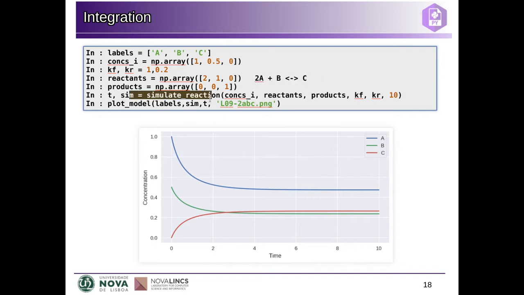And then we are going to simulate using these initial concentrations. So we start with 1 of A, half of B, and 0 of C. We have these constants. The forward constant is 1, the reverse constant is 0.2, and we simulate everything up to 10 time units, for example, 10 seconds if you have everything in seconds. So this is what we get as a result. A is being consumed, B is also being consumed, and eventually the reactions even out, so forwards and backwards, and we reach equilibrium and everything stops.